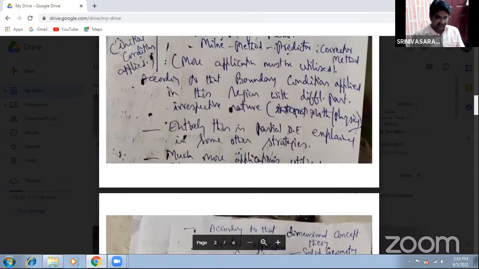Okay. Next one, the Lagrange multiplier method. This is also one of the important concepts, and the geodesics.